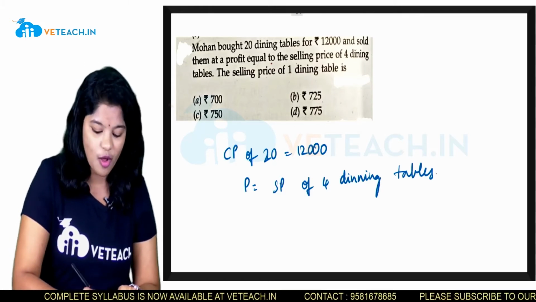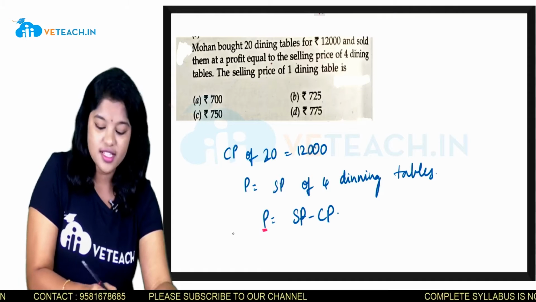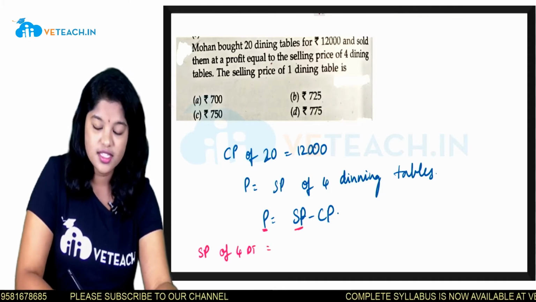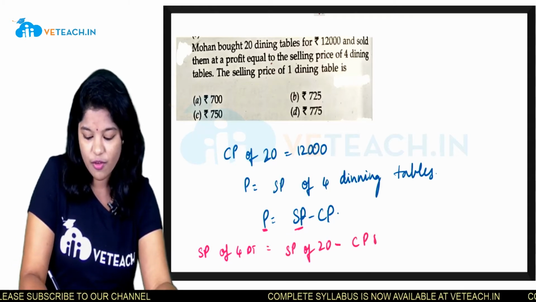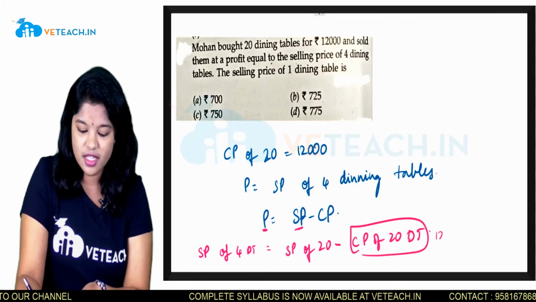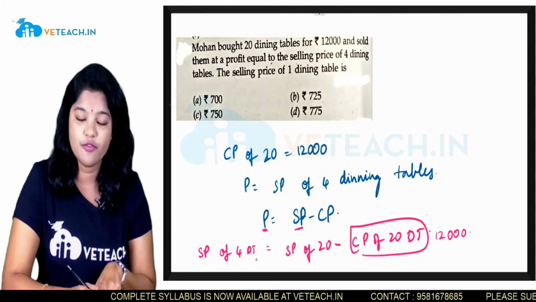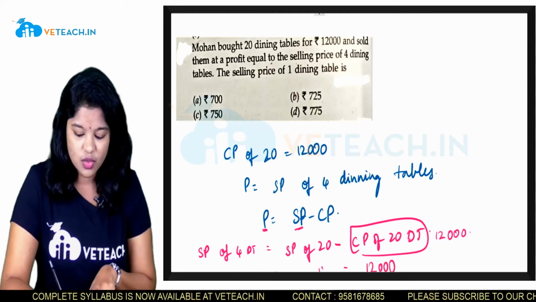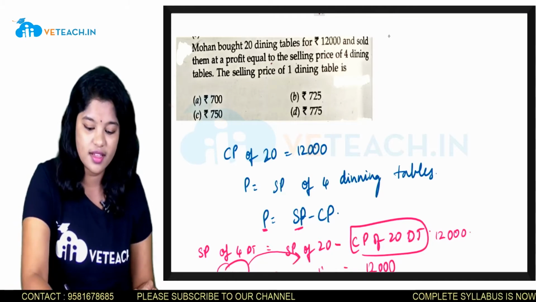Now what is the formula of profit? Profit is equal to SP minus CP. So now profit is nothing but selling price of 4 dining tables. That is equal to selling price of 20 dining tables minus cost price of 20 dining tables. So the cost price of 20 dining tables is 12,000. So substitute it. So the selling price of 4 dining tables is equal to selling price of 20 dining tables minus 12,000. So take this 12,000 to the left hand side and bring this selling price of 4 dining tables to the right hand side.